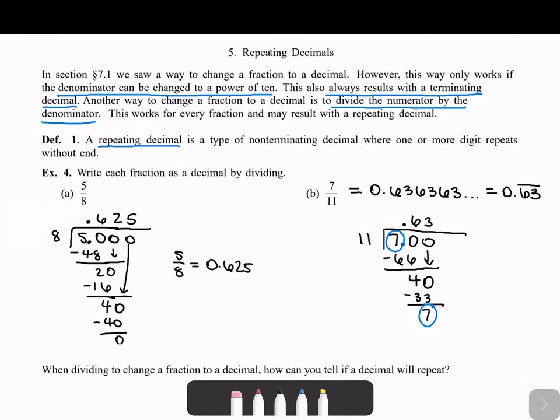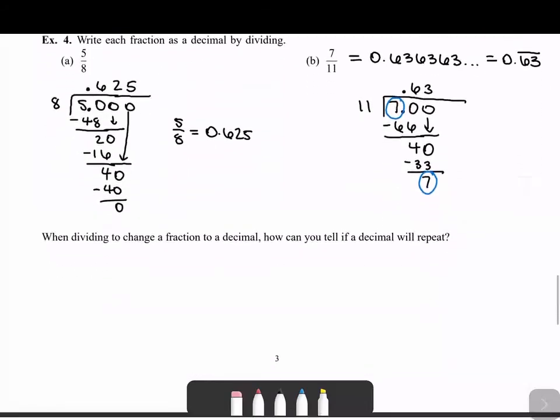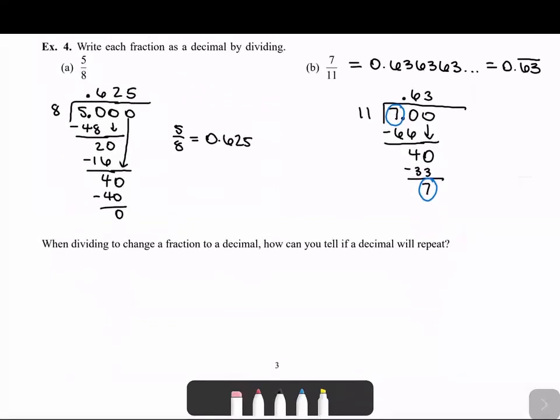So in order to avoid a problem like this, where you aren't sure if the decimal will repeat, we have a strategy we can use to just look at the fraction and tell if the decimal will be repeating.